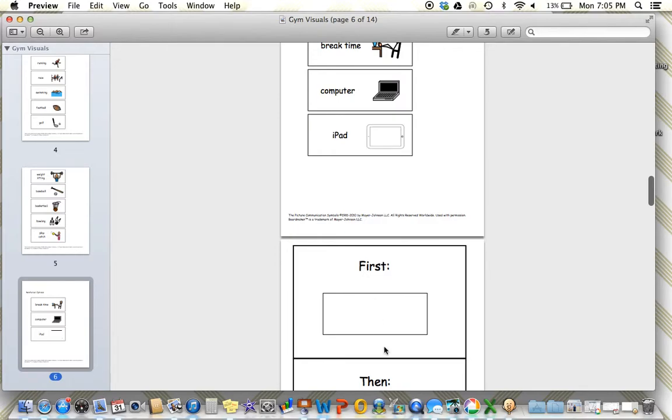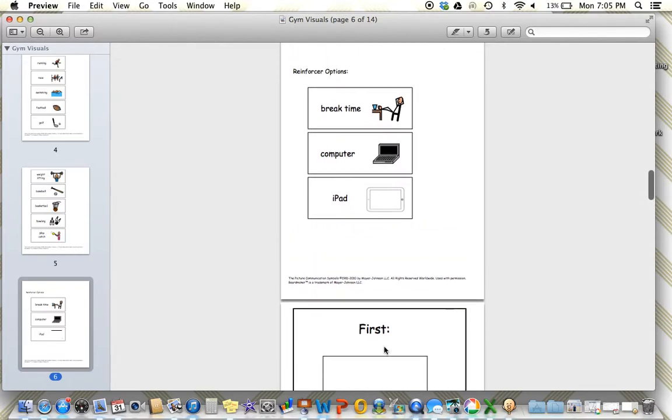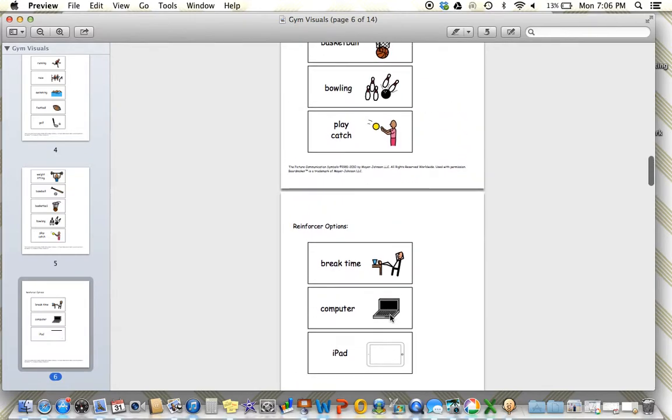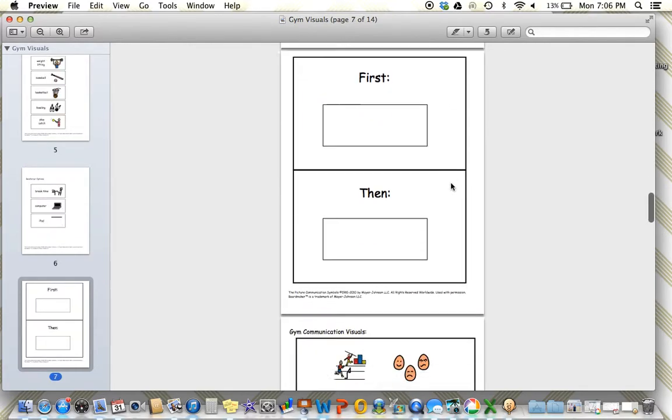Next up is also a first-then. Sometimes our kids need a little bit of different motivation to engage in some of these gym activities. So maybe you want to say, yep, first we're doing bowling, but then you can have break time. All these pictures fit right onto here to show first-then.